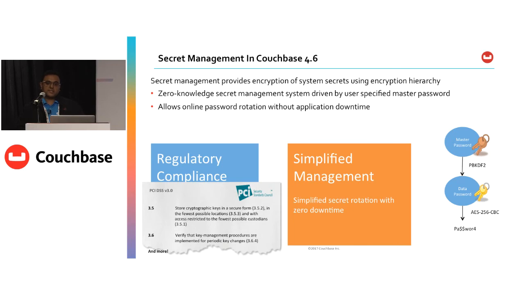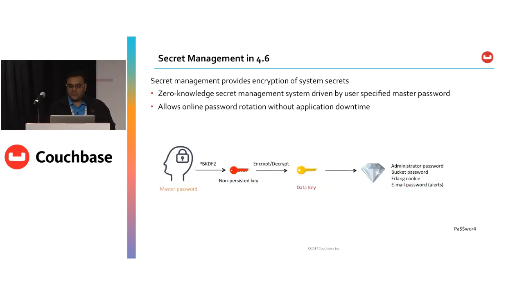With 4.6, we have a lot of system secrets that the system stores, such as passwords, other system secrets, cookies, and so forth. What this improvement enables you to do is store these secrets in Couchbase metadata in an encrypted fashion. This secret management system can be driven by a user-specified password. When the system bootstraps, you can send Couchbase this password either through an environment variable or on the command line.